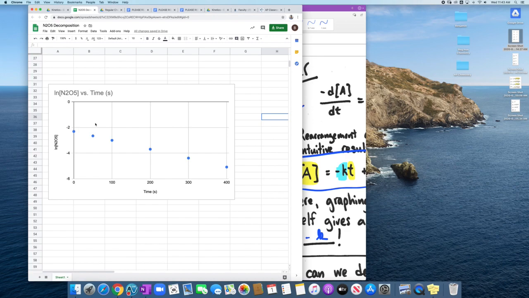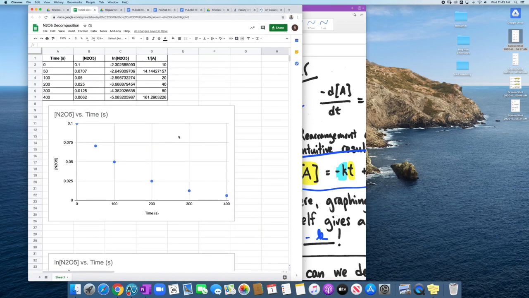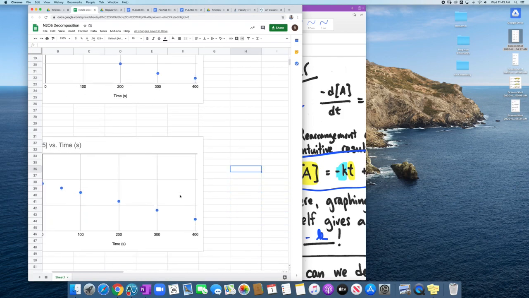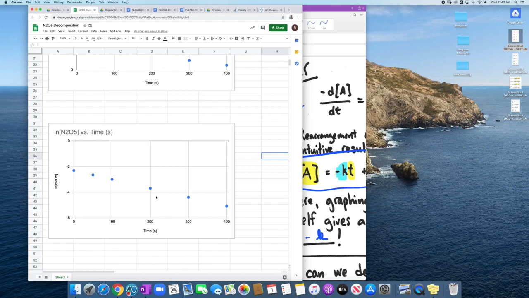So we've got a line. That confirms that this is a first order reaction. There's something linear hiding in here, but it's the natural logarithm of our concentration versus time. Okay, so that right there confirms that it is a first order reaction.